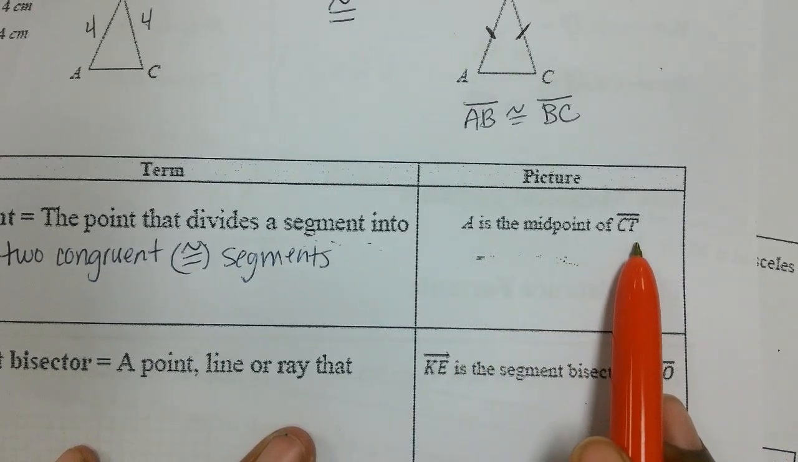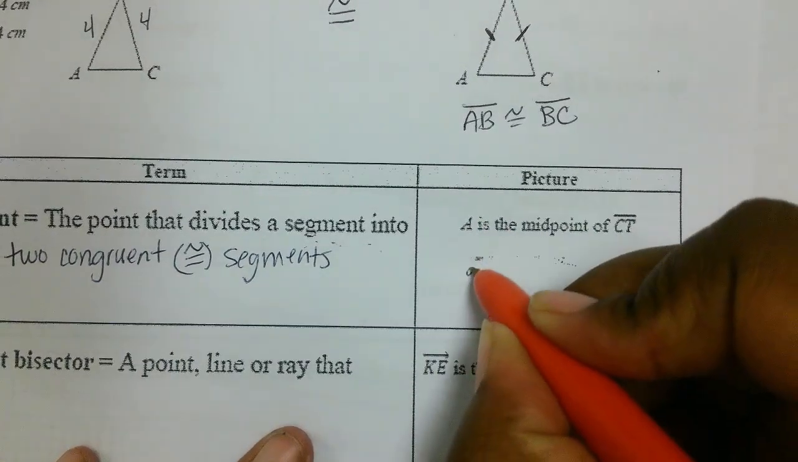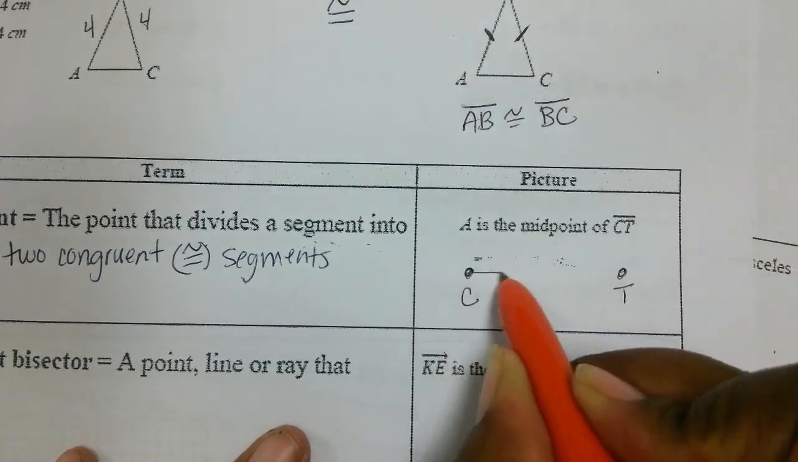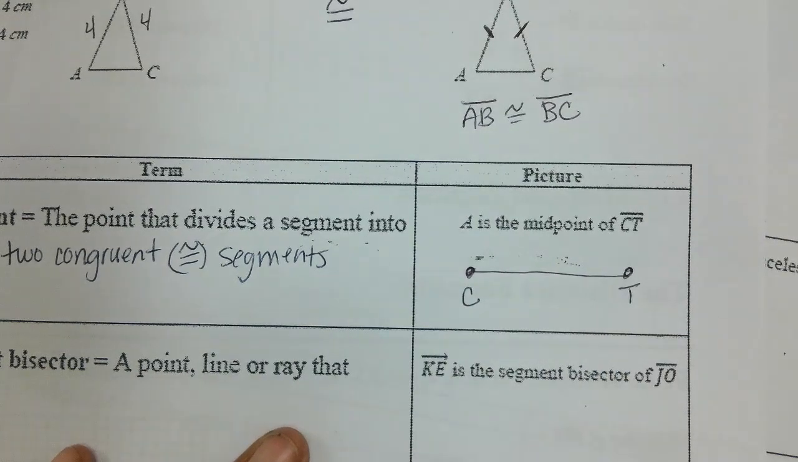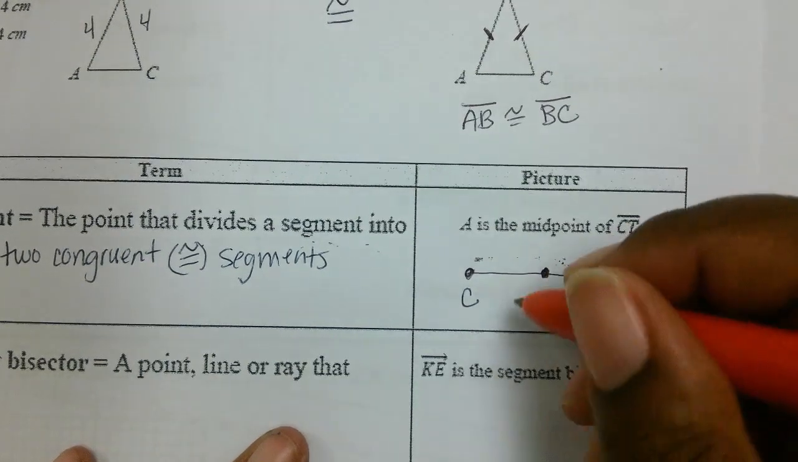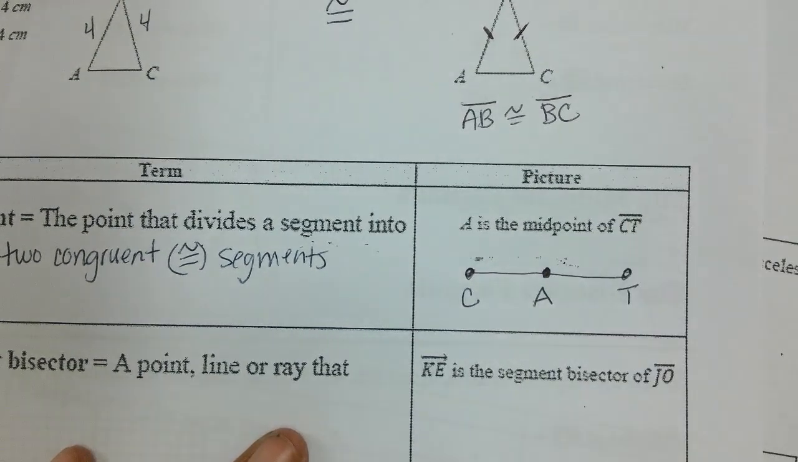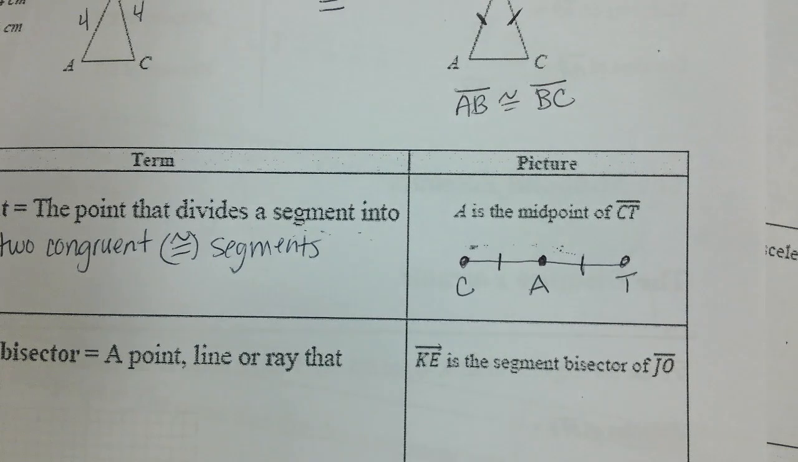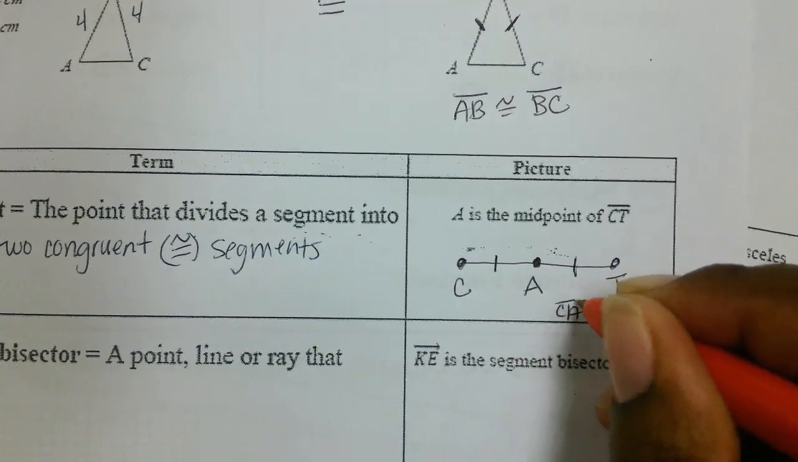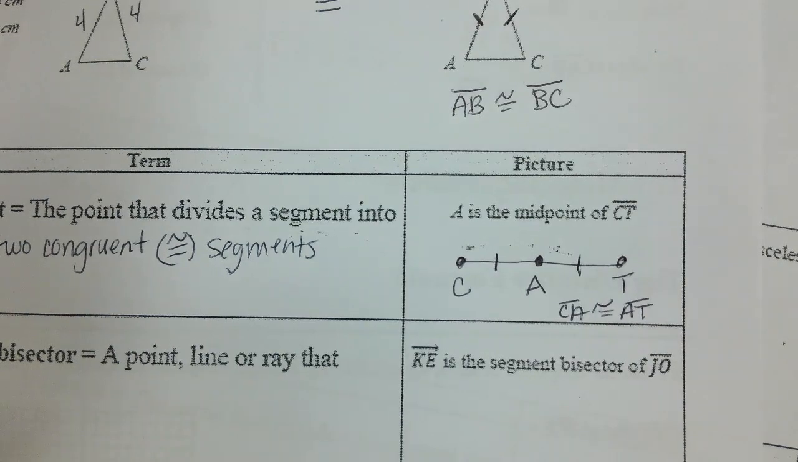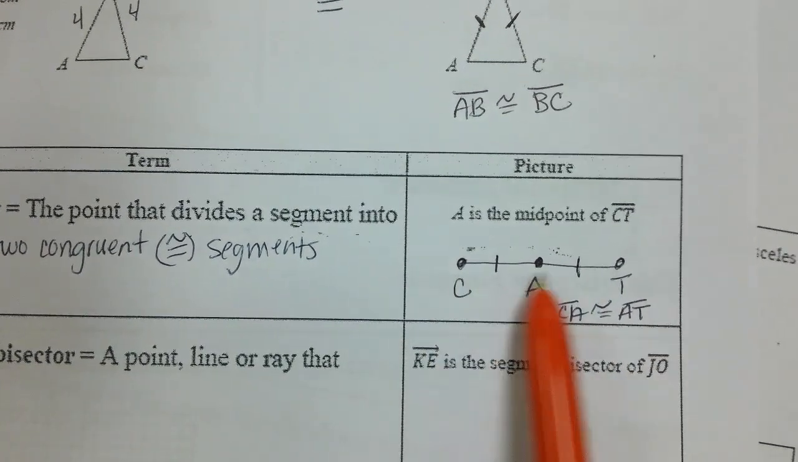So here they're saying, well, let's draw a picture of it. A is the midpoint of CT, segment CT. So I know that one endpoint is here at C, the other endpoint is here at T. That's my segment CT. Well, if A is the midpoint, it's going to be right there in the middle. So I'm going to put a point right there in the middle, and I know that's A. Now, how can I show you that it's midpoint? Well, I can mark the 2 segments that are divided into 2 congruent parts. I can mark them congruent. So now I can say that CA is congruent to AT by the definition of the midpoint. So if A is in the middle, CA has to be equal to AT.